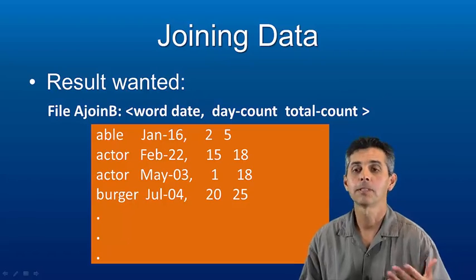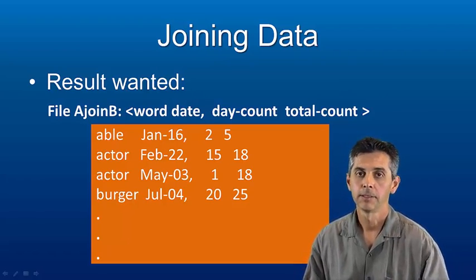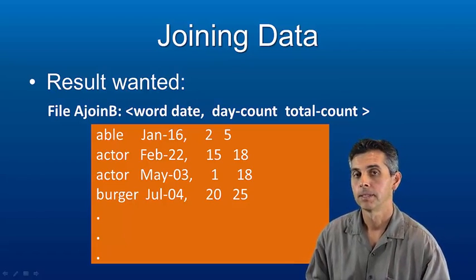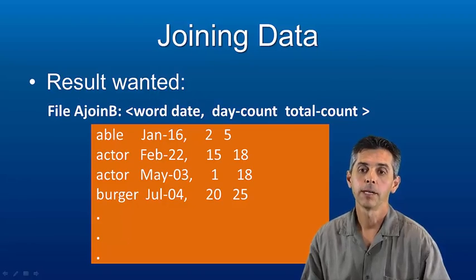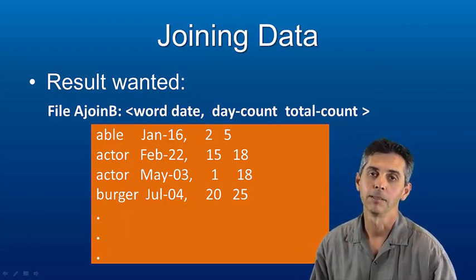Notice that the purpose could be something like highlighting words that appear on some days much more than expected, just like we mentioned in the previous video. For example, burger might appear on July 4th a relatively large number of times because people are eating burgers on Independence Day.